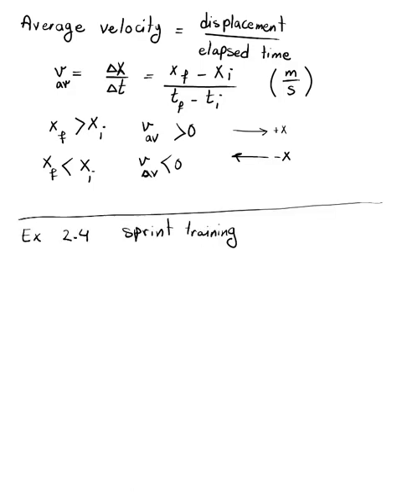Example 2.4, sprint training, on page 24 of your book, says that an athlete sprints in a straight line for 50 meters in 8 seconds and then walks slowly back to the starting line in 40 seconds.